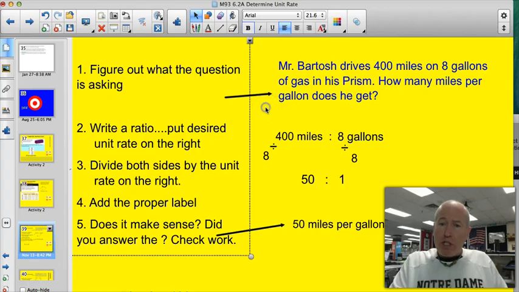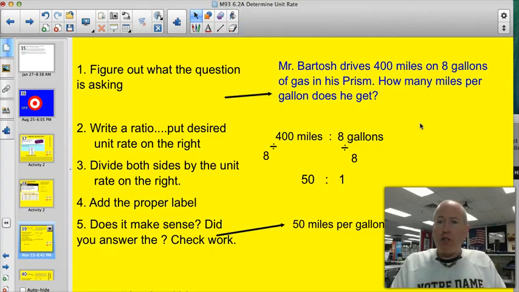So, first of all, let's take a look at the question in blue here. Mr. Bartosh drives 400 miles on 8 gallons of gas in his Prism. How many miles per gallon does he get? Well, first of all, figure out what the question is asking for. We need to figure out miles per gallon. And Ms. Carruthers, Ms. Holman and Ms. Goldman pointed out, most of the time when you look at the question, it's going to tell you the order in which you put your ratio. Here we want miles per gallon. So I set my ratio up as miles per gallon.